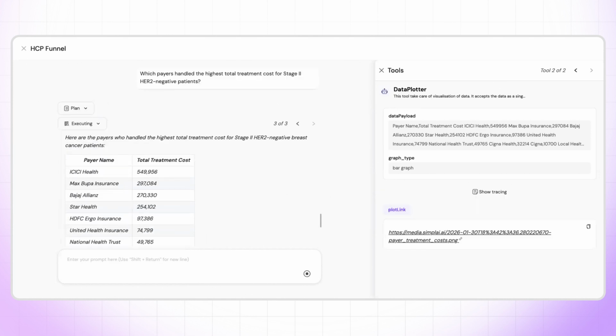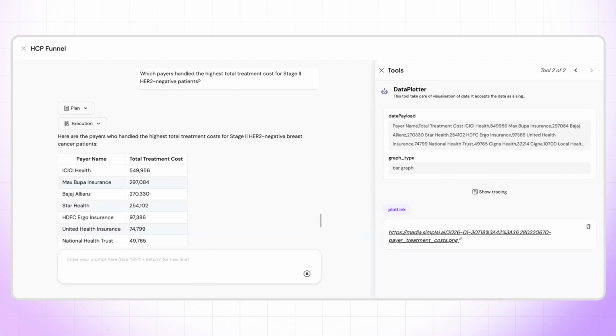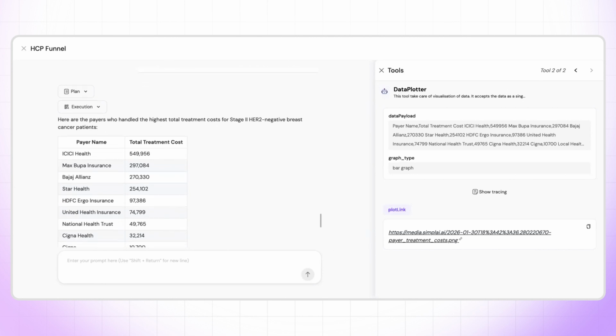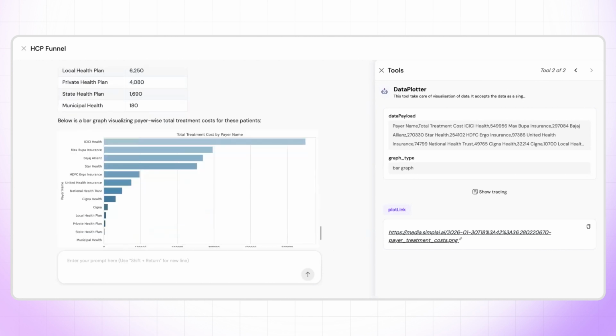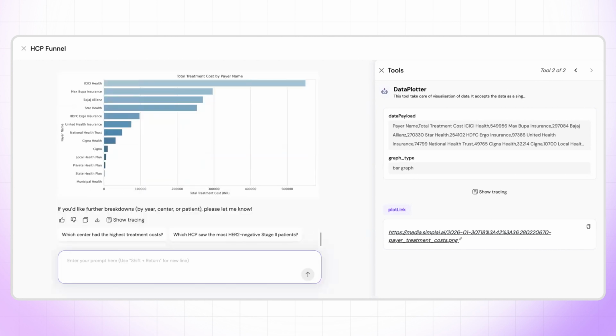So here it provided the payer name, which is say ICICI Health, Maximum Insurance, Allianz, etc. The total treatment cost, right? So basically, it provided all the payers who had handled the highest cost of total treatment for stage 2 HER2 negative breast cancer patients. So this is the level of granularity it can achieve. We'll conclude with the last question.